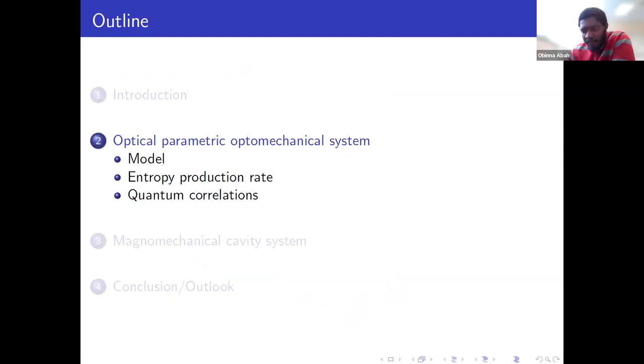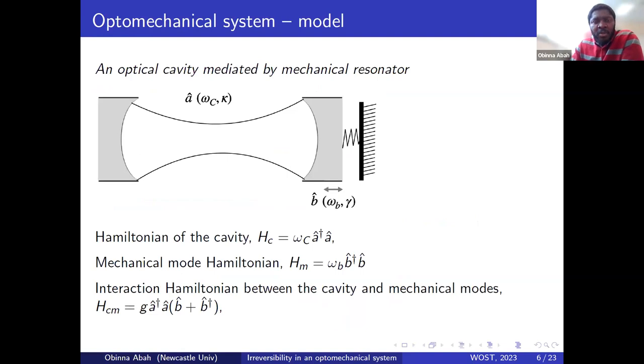So then, just to give a now more concrete model, first we look at just an optical cavity in which you have a spring attached, which can shift the mirror, exciting some form of radiation pressure interaction.